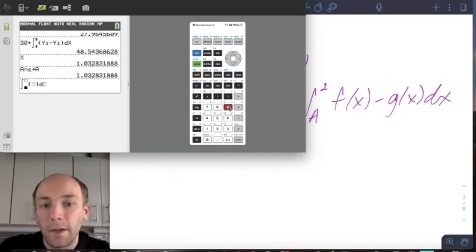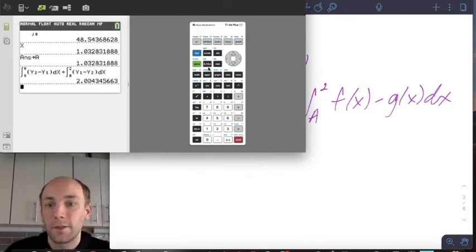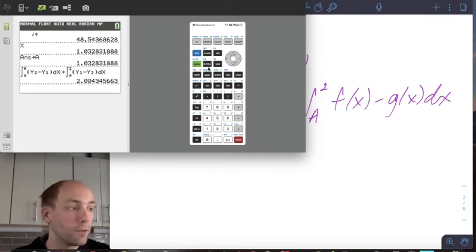So math 9, 0 to A, and we had g, which was y2, minus f, which was y1, dx, plus the other integral from A to 2 of y1, which is f, minus y2, which was g, and then press enter. And we should get 2.004.